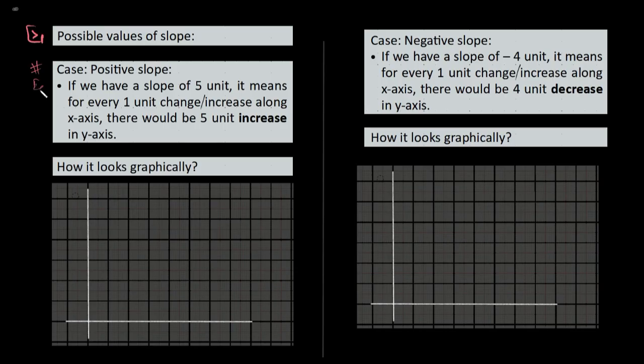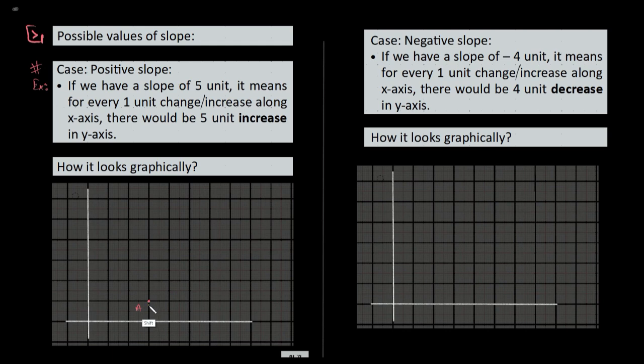For each of these cases I have taken up examples, and I'm going to explain with those examples. So if we have a slope of 5 unit, not 4 unit, 5 unit, it means for every 1 unit change, that is increase along the x-axis, there would be 5 unit increase along the y-axis. What does that mean? So let's consider a point A to begin with.